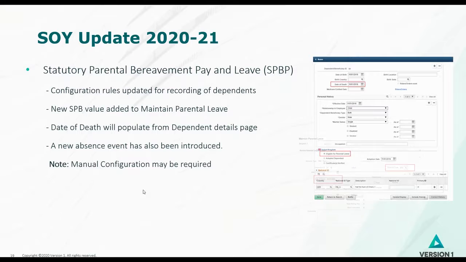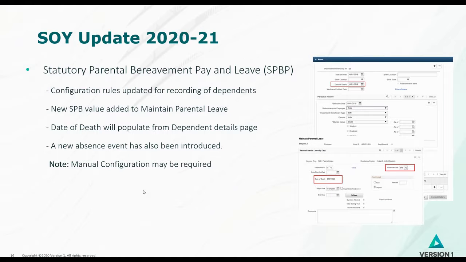On top of that, the maintain parental leave page has been updated so that a new SPB value can be accessed from the absence code in the drop down as highlighted there, and also the date of death will be pulled through from the prior page for the setup of dependents as appropriate there.